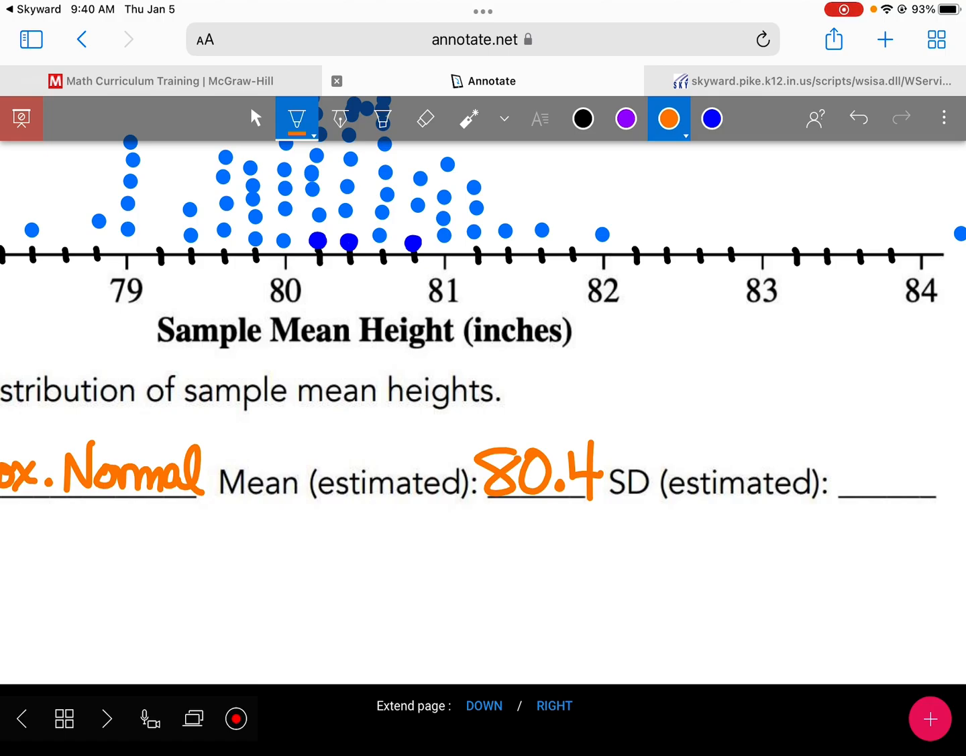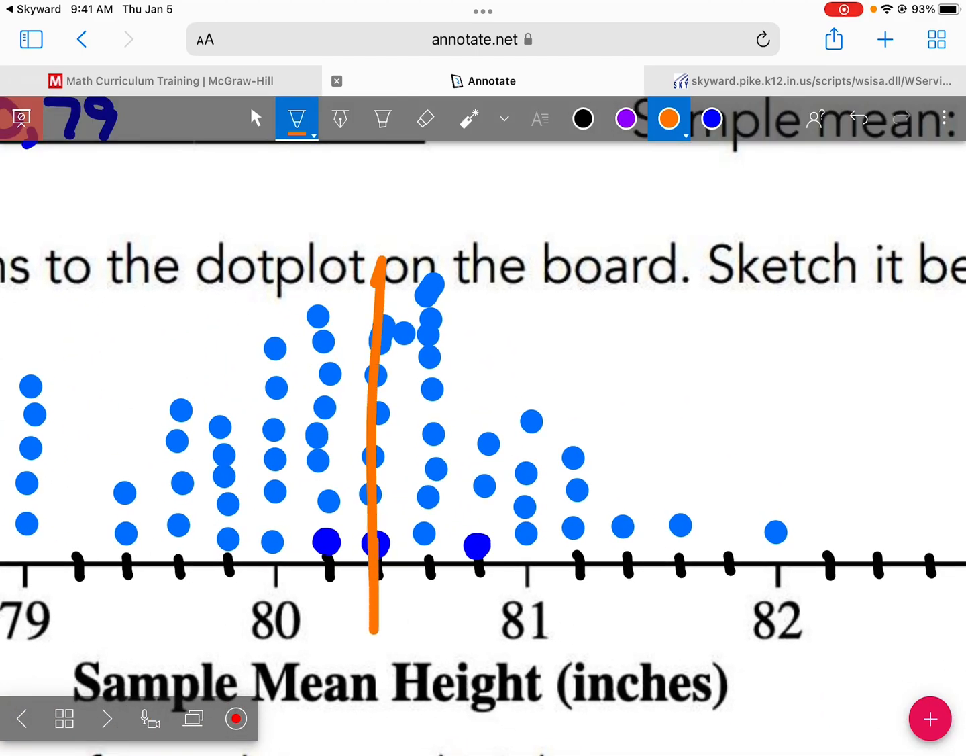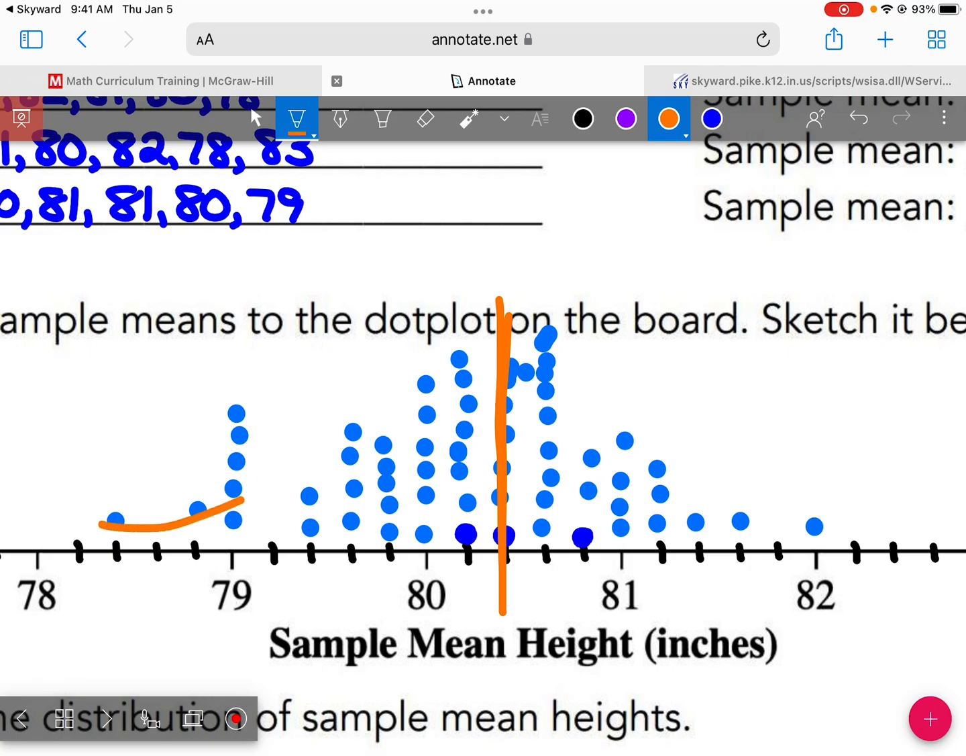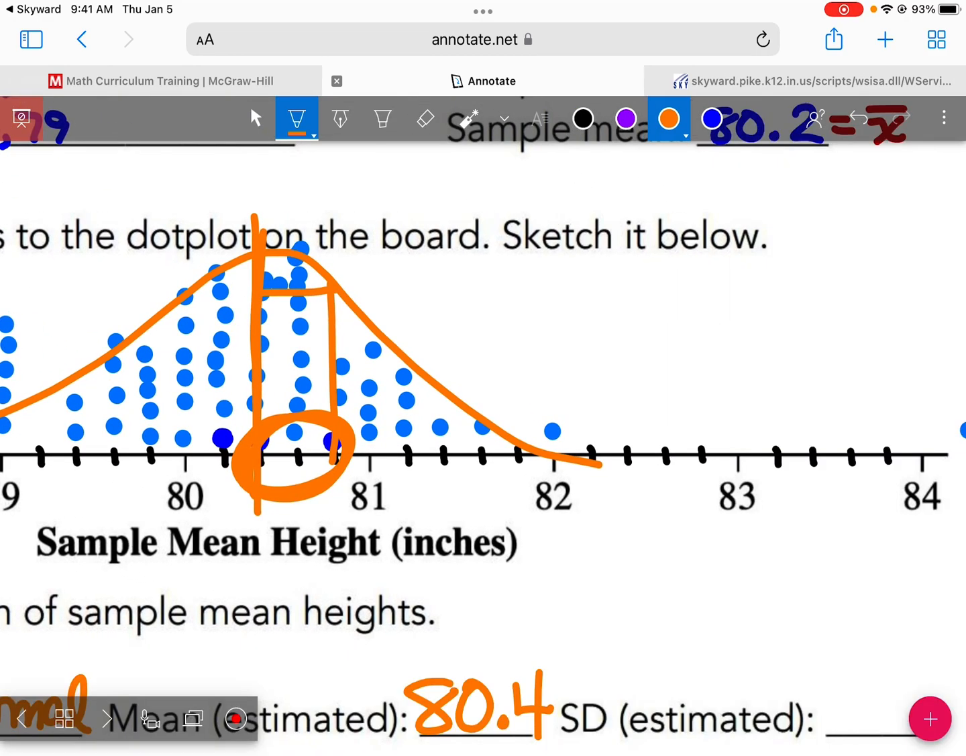Estimating that standard deviation. What do you think? If we said 80.4 ballpark was our mean, one standard deviation to one side should capture about 34% of it, right? Let me see if I can draw it in. All right, so there's my really bad normal curve. One standard deviation, about like this. If I come down, how far are we here? Looks like maybe about 0.4. We're just estimating.